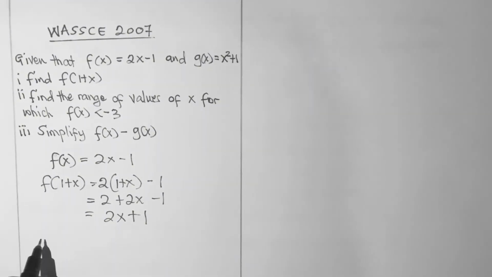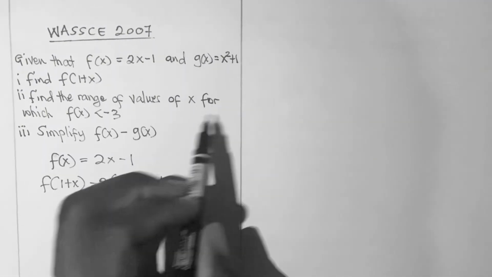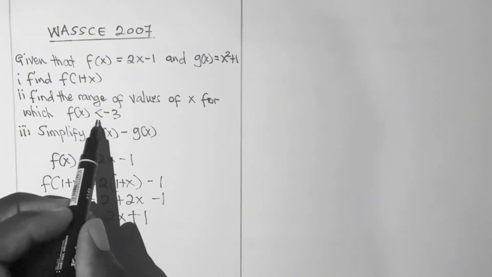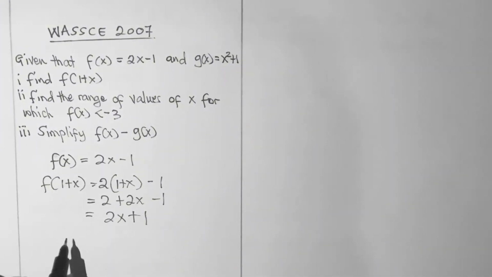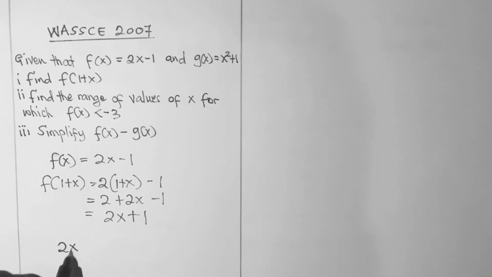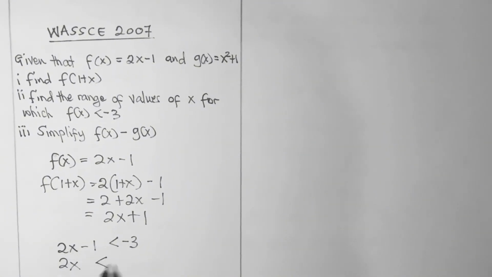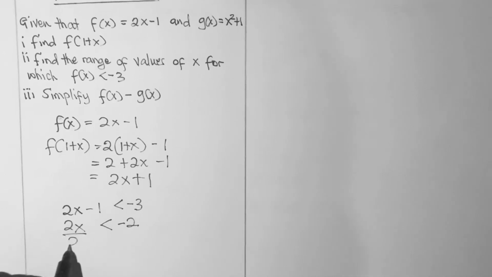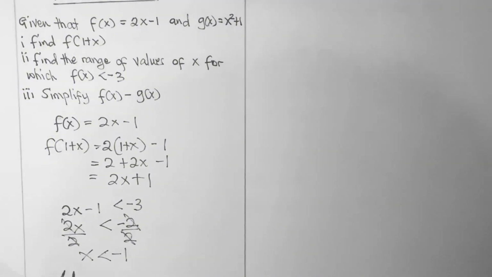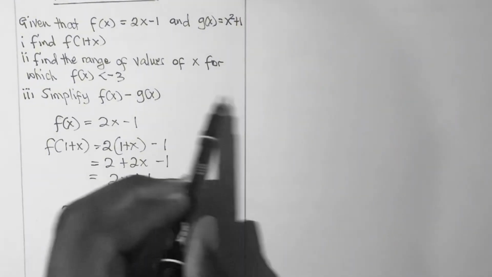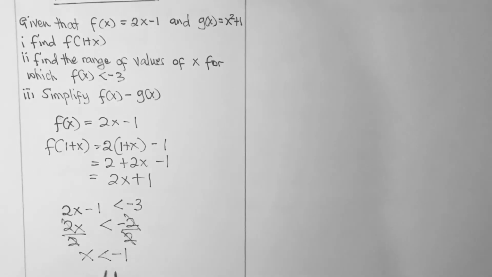Now let's come to the second part. It says that we should find the range of values of x for which f of x is less than minus 3. So that means that 2x minus 1 must be less than minus 3. So 2x must be less than minus 3 plus 1, which is minus 2. So you divide by 2 on both sides, and you see that x must be less than minus 1. So the range of values of x for which f of x is less than minus 3 is x less than minus 1.